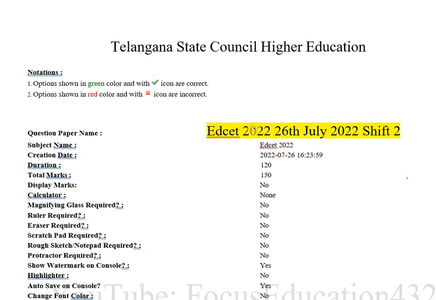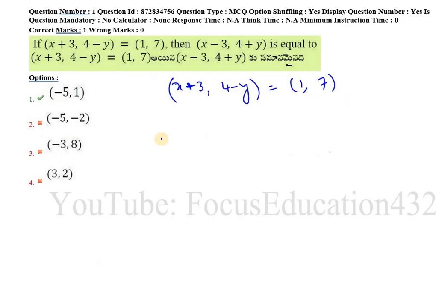In this video we will see B.Ed 2022 Shift-2 Math Question Solutions Part 1. Some questions we will see in this video and some other questions we will see in the next video.